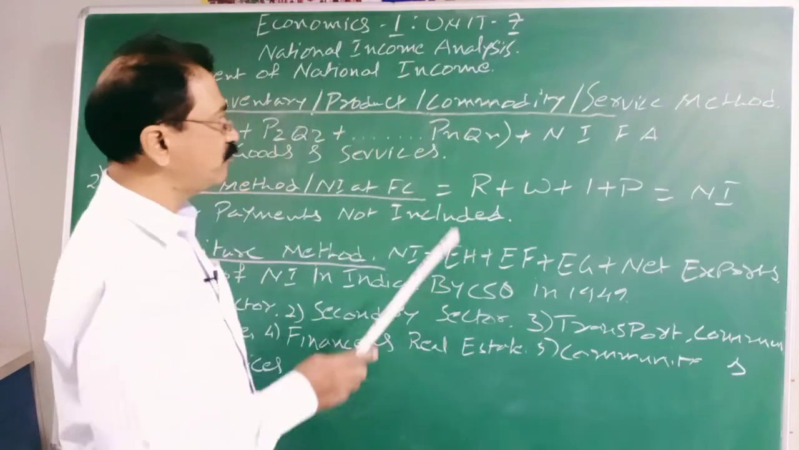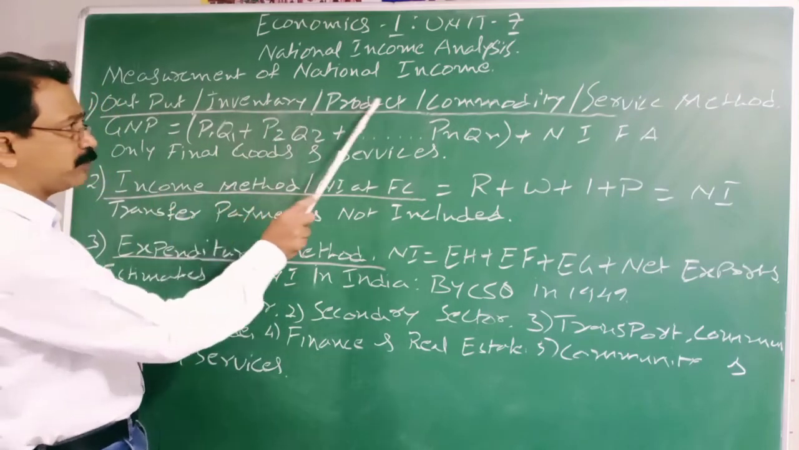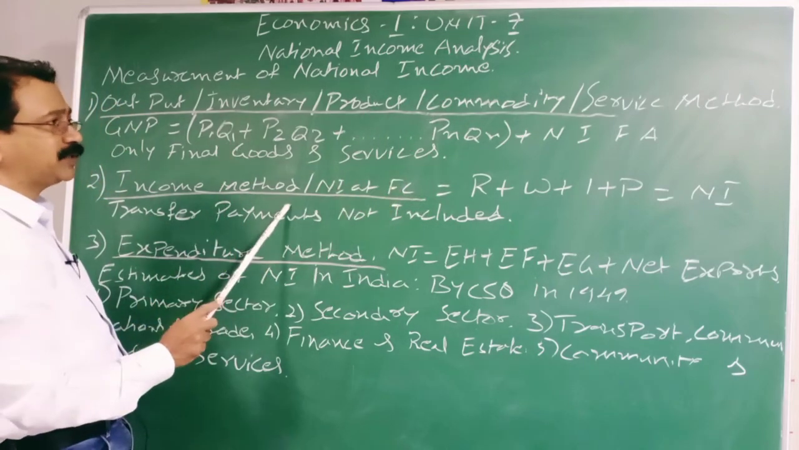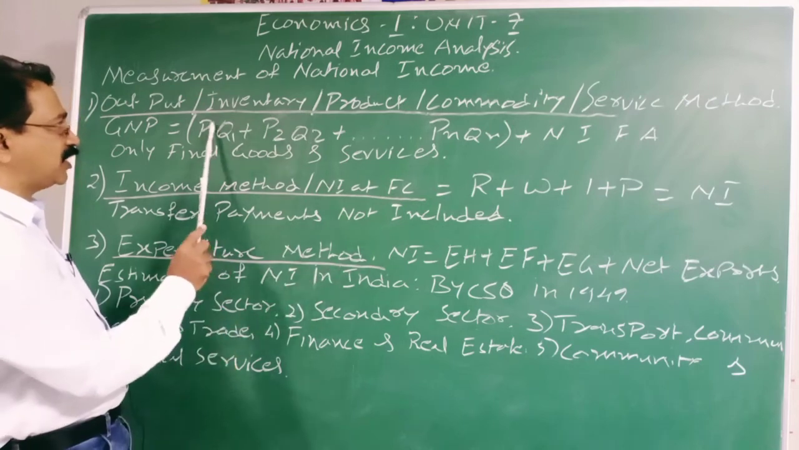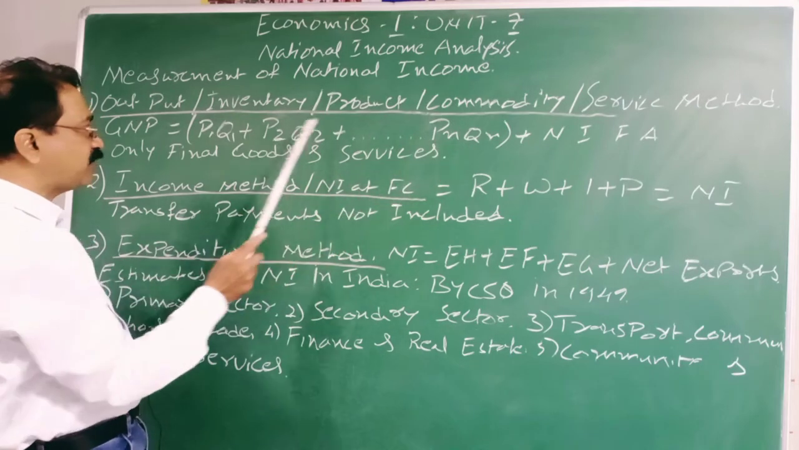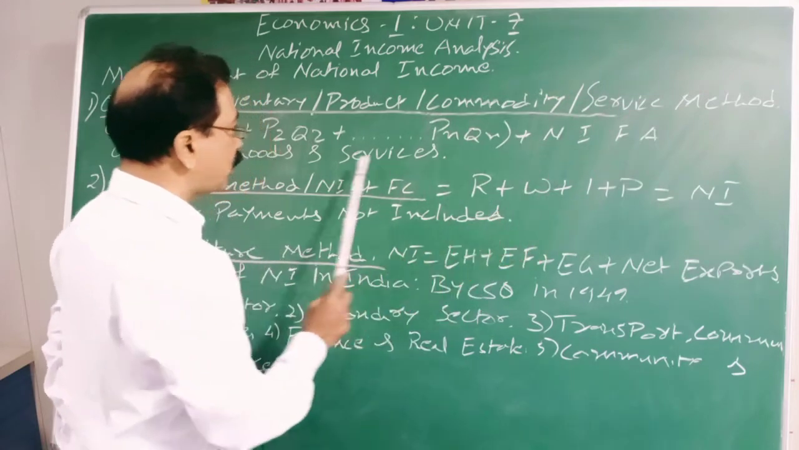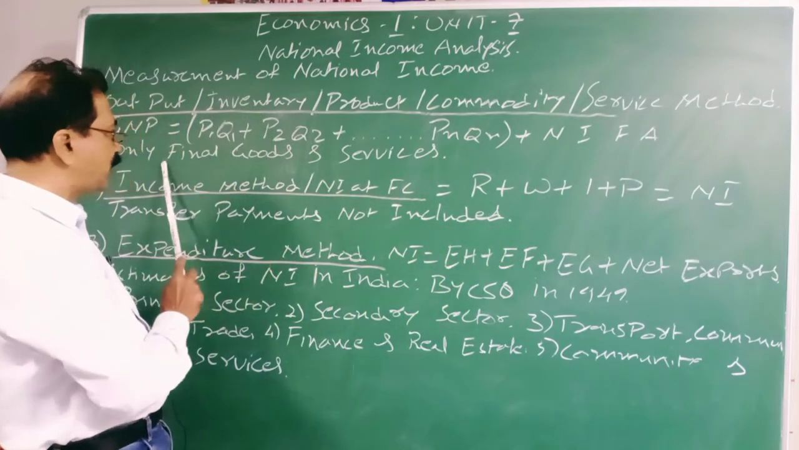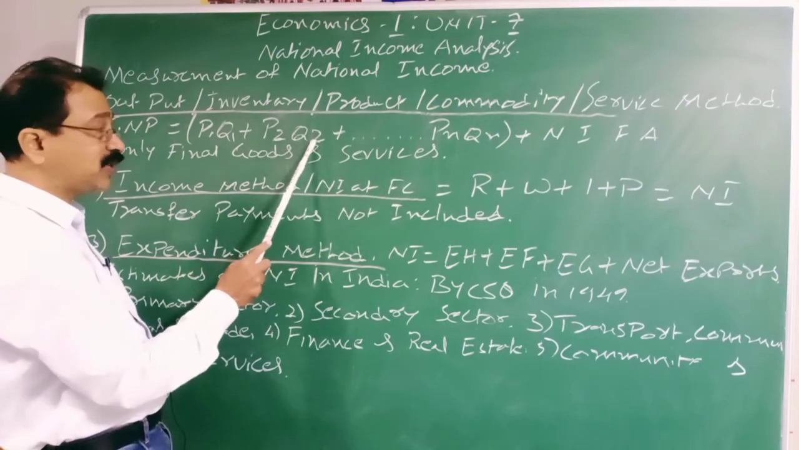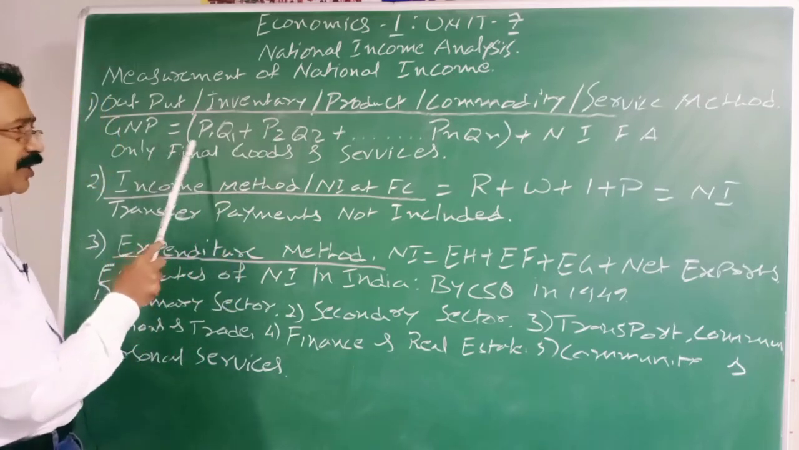So today we learned the calculation methods of national income, that is, the output, inventory, product, commodity, service method is one method. Second method is income method. Third is expenditure method. Under the first method we take all the quantities of commodities and they are multiplied by their market prices and added with net income from abroad. For this we take only final goods and services, and we multiply those final goods and services with market prices. So this is GNP at market price or national income at market price.